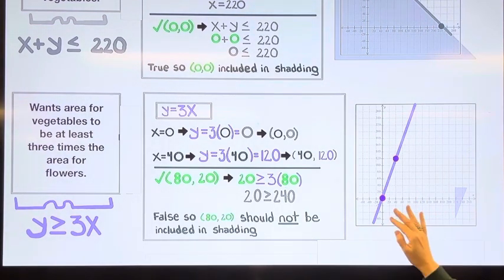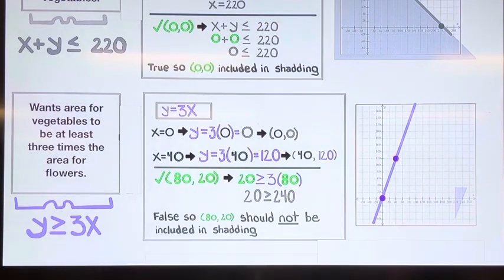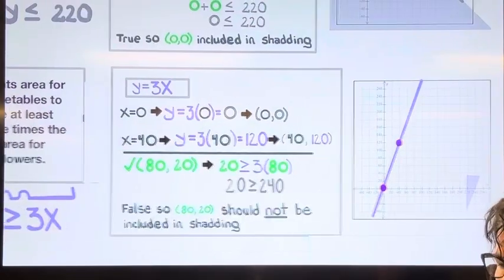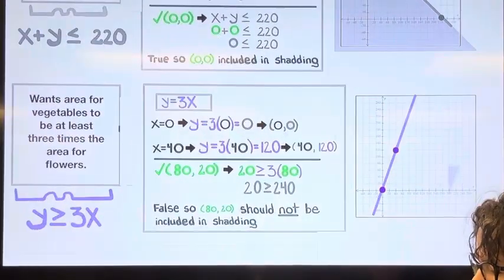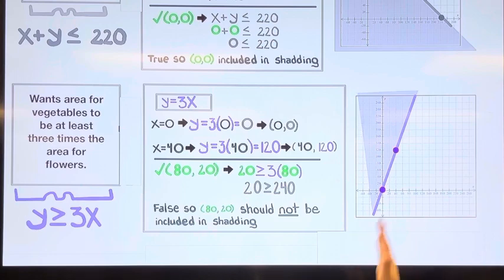So since that's not true, the coordinate 80, 20 should not be in the shaded region. So if this point isn't in the shaded region, I need to shade this direction. Okay, so I want to shade this way.